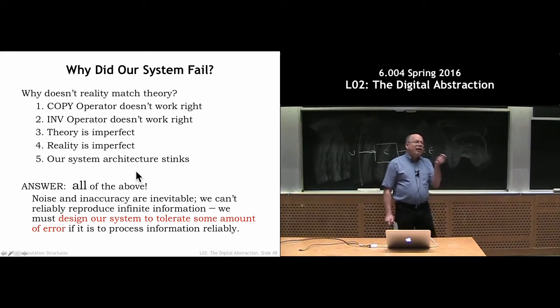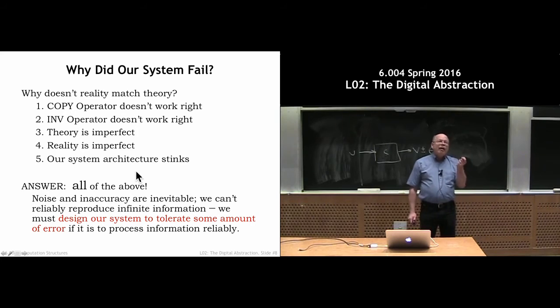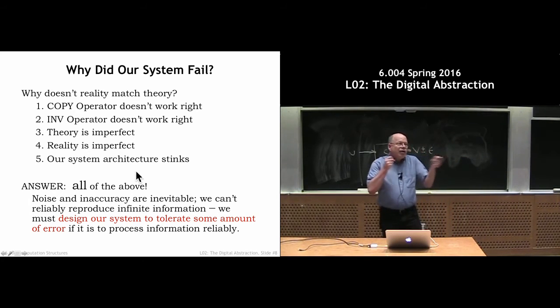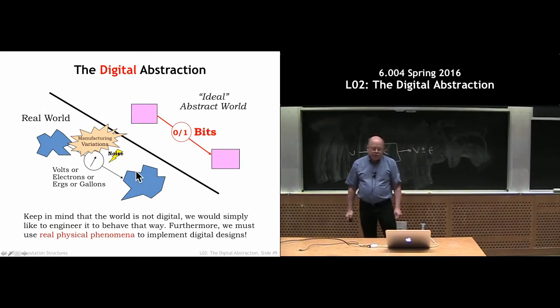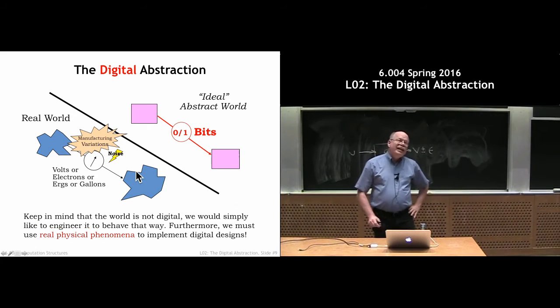We need to design our system to deal with some amount of error. Error happens, some amount of noise. Noise and error, I think of those as the same thing. We need to be able to tolerate that. Okay, this is why we're going to go digital.